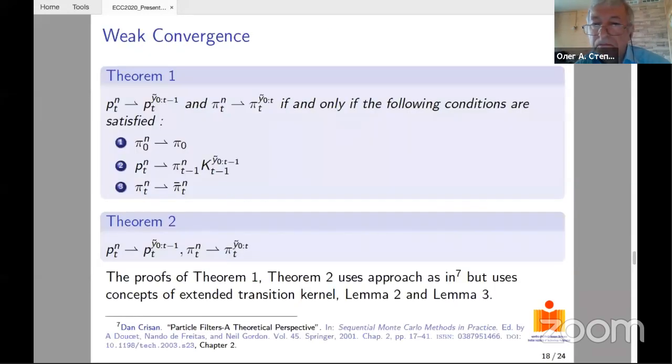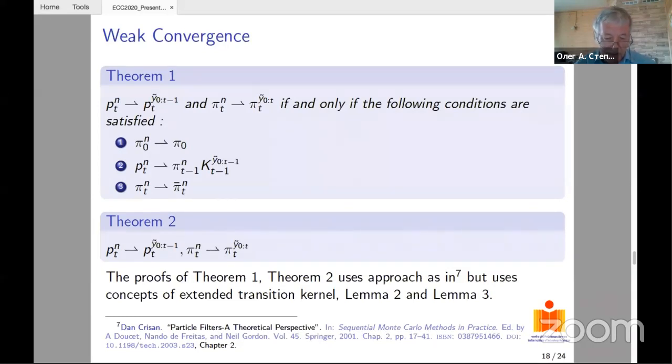First, we show weak convergence, which is proved in 2 steps. In the first theorem, we show the equivalence of weak convergences to the equivalence of convergences of these 3 measures. Then in theorem 2, we show that these convergences do happen. And therefore, we claim that empirical measures given by the particle filter converge to the true measures.